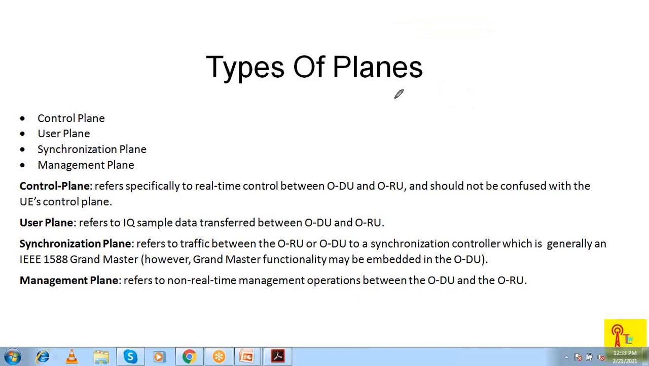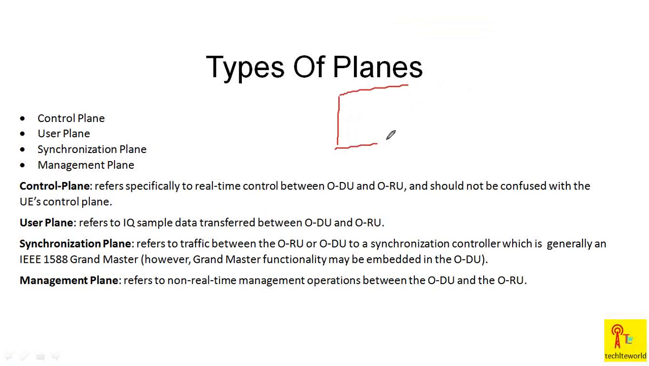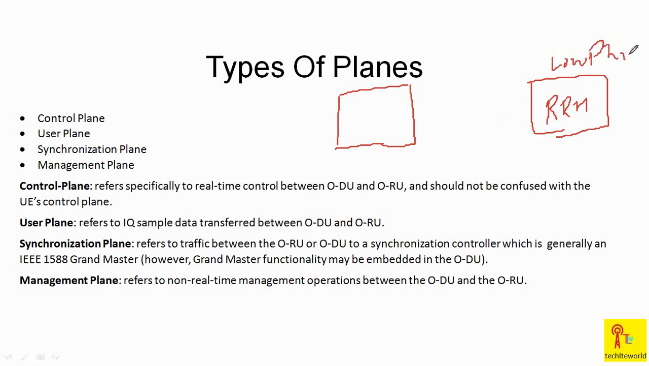I'm just drawing the diagram. This is our DU. This is the RRH. The RRH is deployed in the field. Here, as Jatin explained, the lower PHY layer resides here. So how will the DU send any information message, any signaling message, any controlling message? All these things are covered by these three planes: control plane, user plane, and synchronization plane. I will discuss each plane one by one, meaning what is the requirement of the control plane and what is the requirement of the user plane. Mostly people can understand the user plane.